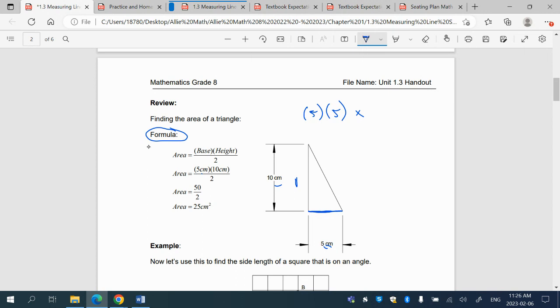The reason we have to divide by 2, you can imagine it's almost like we're calculating the area of an invisible rectangle, and then we're cutting half of it off, because 10 times 5 would give us the area for this whole thing.